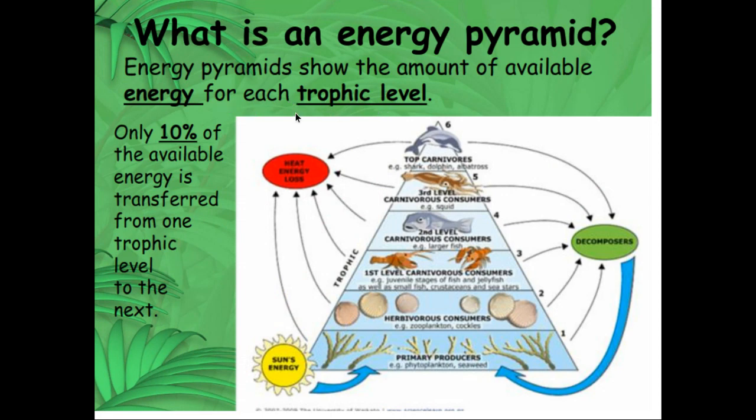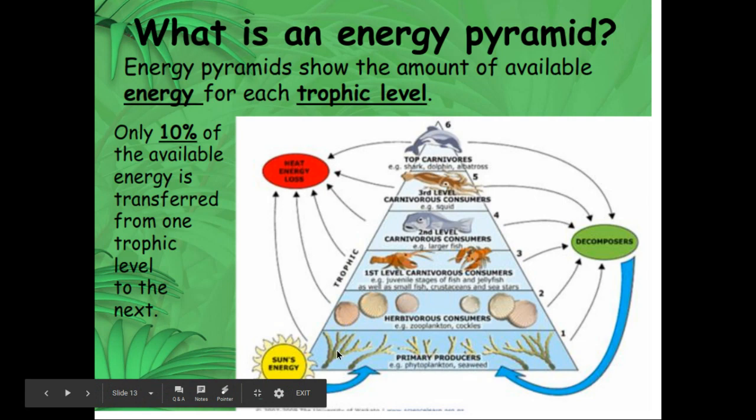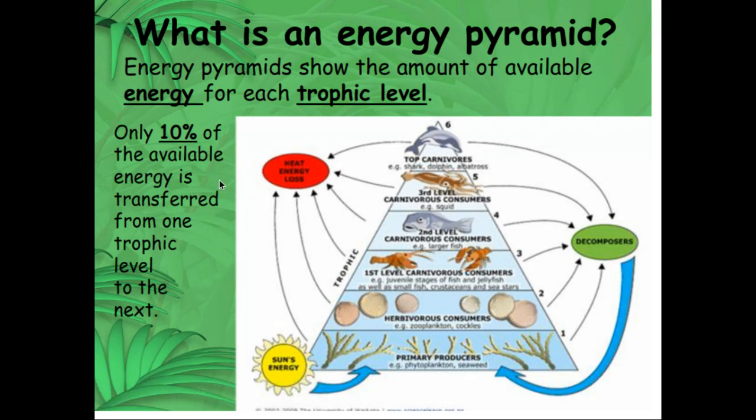Energy pyramids show the amount of available energy for each trophic level. So the food chain and food web just show the direction that the energy is traveling, but now we can actually look at that amount of energy available. When we're looking at numbers, this is probably the way that we'll go. Now, when we're calculating the amount of energy that goes from one level to the next, we have to remember one rule that you will need to know: only 10% of the available energy is transferred from one trophic level to the next. The rest is lost as heat.